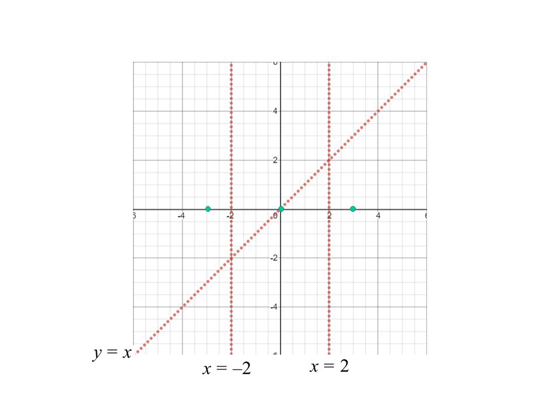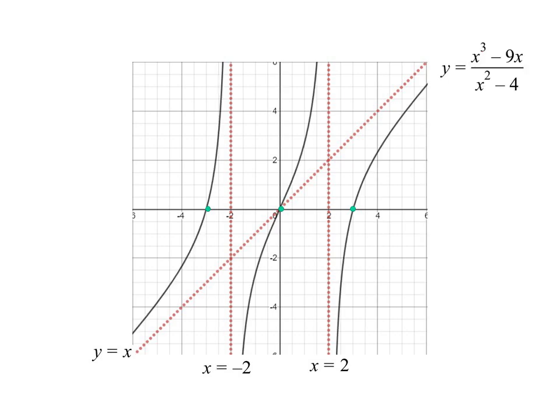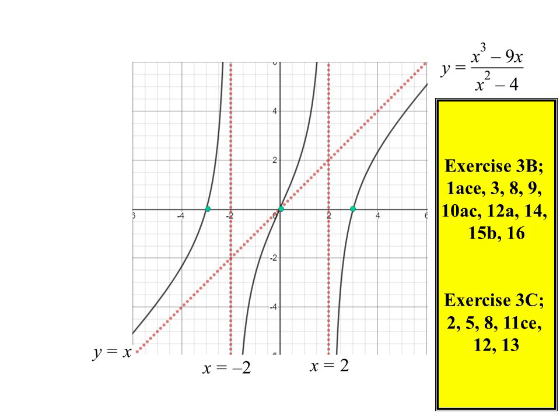Now we're going to draw our sketch. We know things like bending towards asymptotes, passing through intercepts. It would end up looking like that one. Okay, we'll add that to our list.